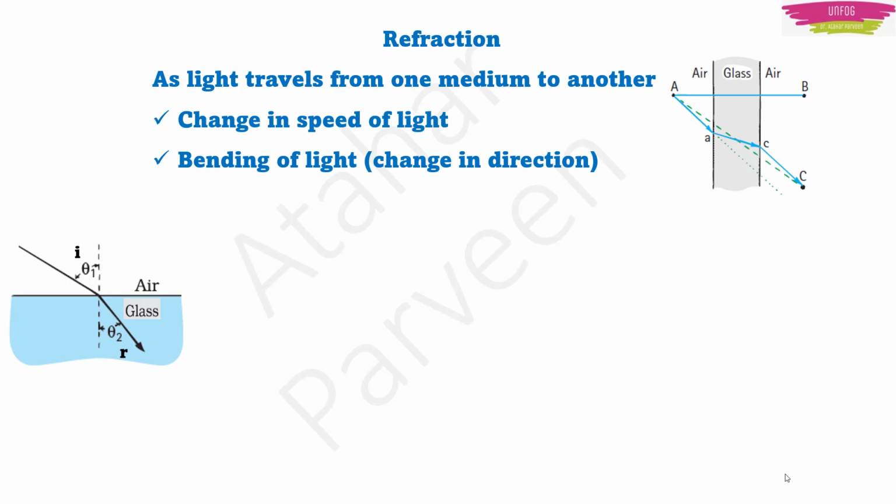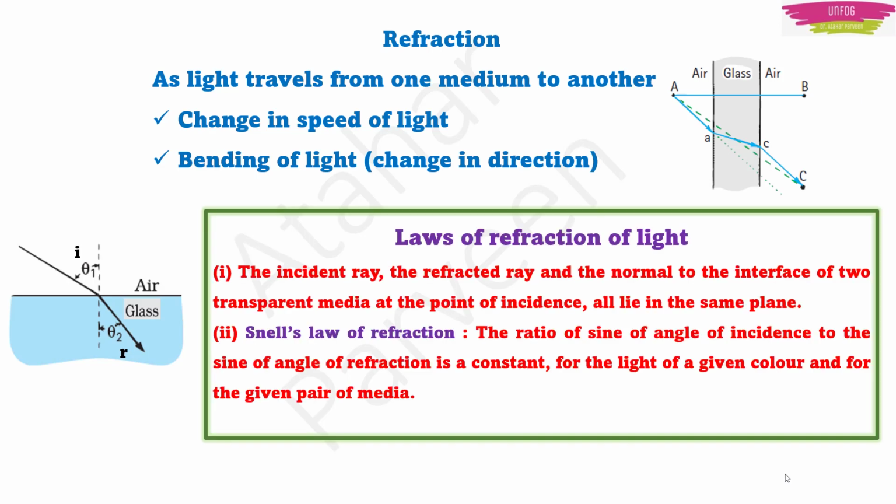Now, like reflection, refraction also follows certain laws. The first law is that the incident ray, the refracted ray, and the normal to the interface of two transparent media all lie in the same plane. The second law is well known as Snell's law of refraction. It states that the ratio of the sine of the angle of incidence to the sine of the angle of refraction is equal to a constant, and that constant is known as the refractive index, or n. We sometimes also write it as mu, the Greek letter, but usually we call it n.